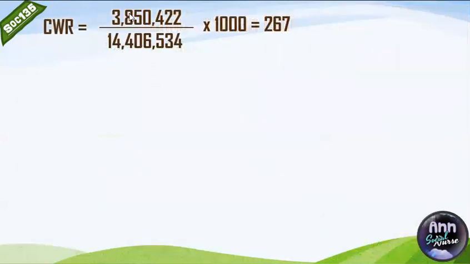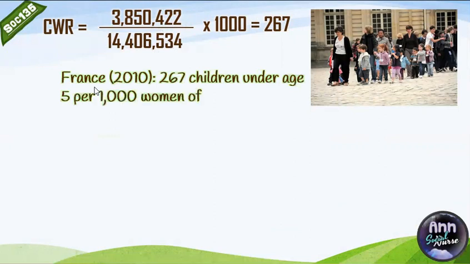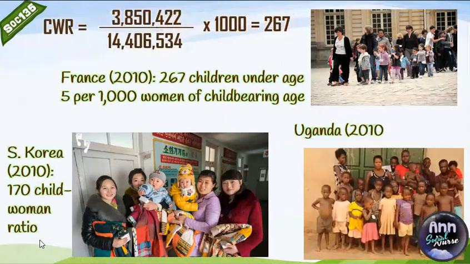So for example, okay, we plot these values here. In France in 2010, there are 267 children under age 5 per 1,000 women of childbearing years. In South Korea, in 2010, 170 child-woman ratio. And in Uganda, in the same year, 892 child-woman ratio. You see the disparity? Very, very few in South Korea, 170, and 267. But 892, it's as if, okay, that's a lot, almost 1,000.